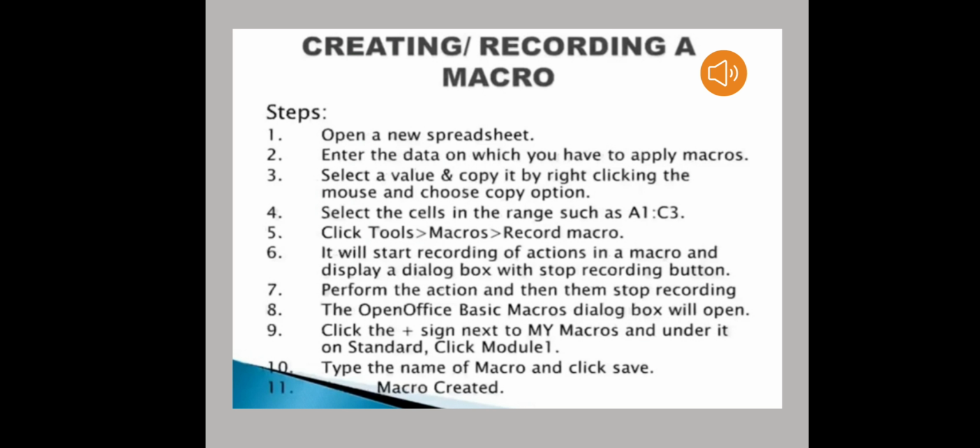Then perform the action and then stop recording. After you have finished working, we have to click on stop recording. The OpenOffice Basic macros dialog box will open. Click the plus sign next to My Macros, and under it, under Standard, click Module 1.